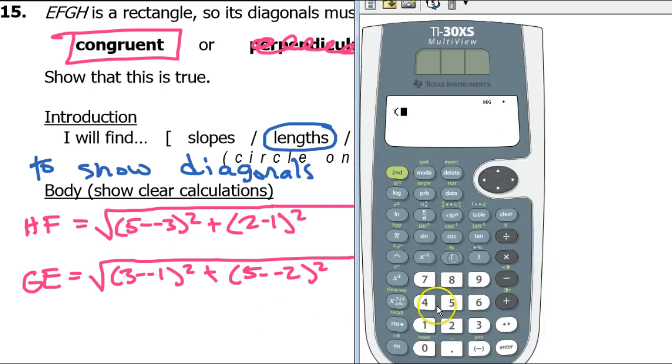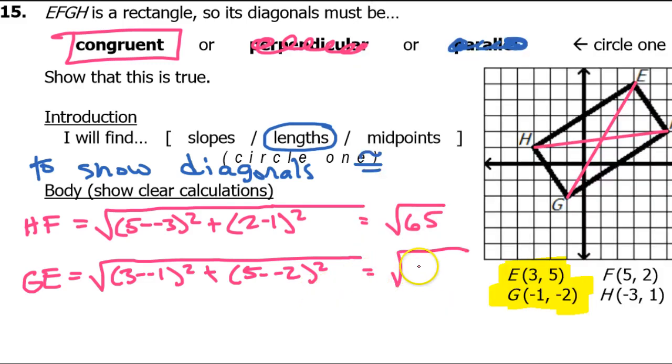Okay, so here I go again. 3 minus -1. All right, or I could have just put 3 plus 1. Or I could just put 4. All right, so you can work out as much of this as you want to. Well, 4 squared is 16, so I could just put 16. So 5 minus -2 squared. Or this is the same as 5 plus 2, which is 7. 7 squared is 49. So I could have just put 16 plus 49 if I wanted to work out a bunch of stuff in my head. Anyway, I get 65. So just like before, I got radical 65.